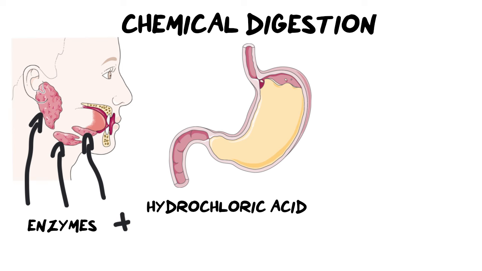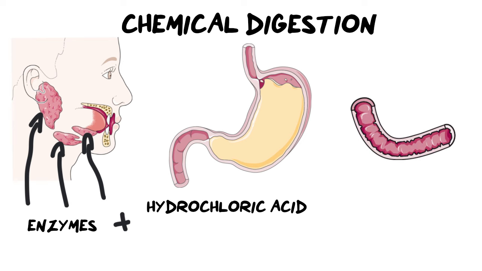Now, I'm going to elaborate on these enzymes a little bit later, but I want you to know that enzymes perform their job best in an environment that suits them, so their pH and their temperature, and that's why we find enzymes in different locations. We have them in our mouth, in our stomach, and our third and final location, which is in the duodenum, which is the first section of the small intestine.